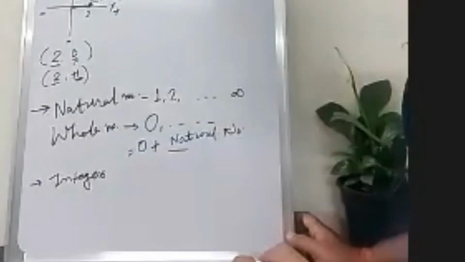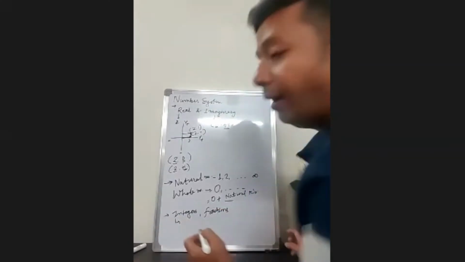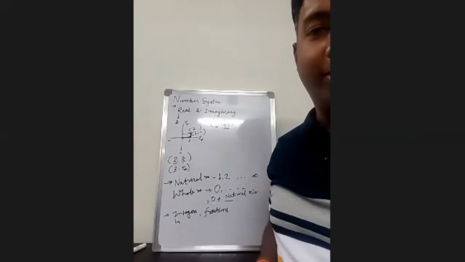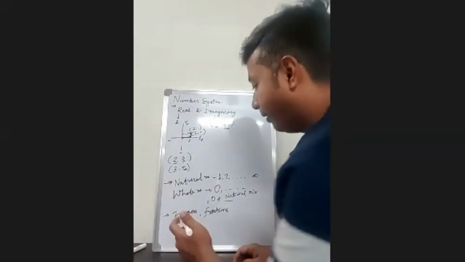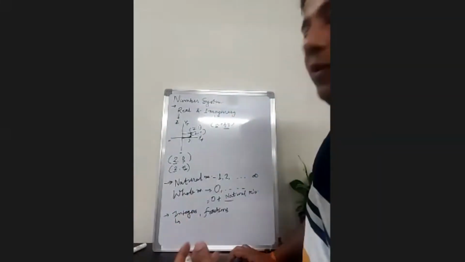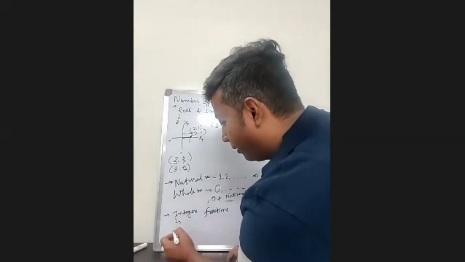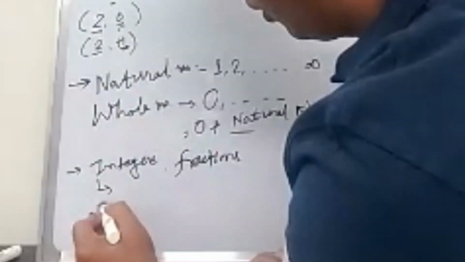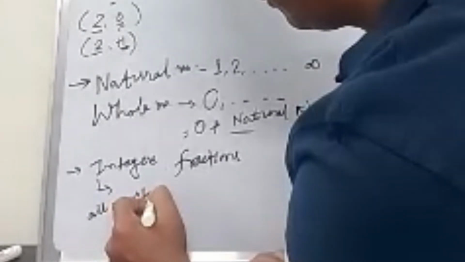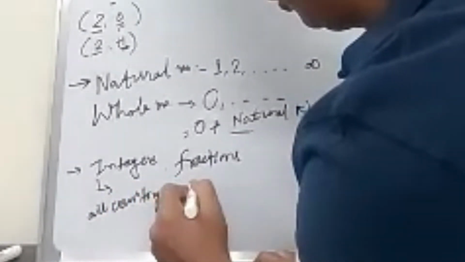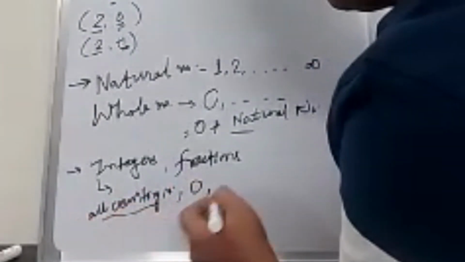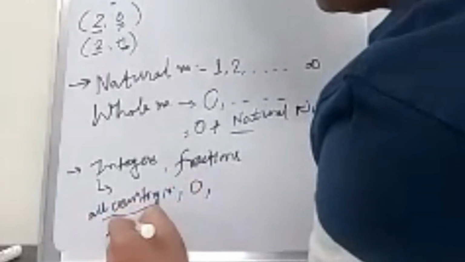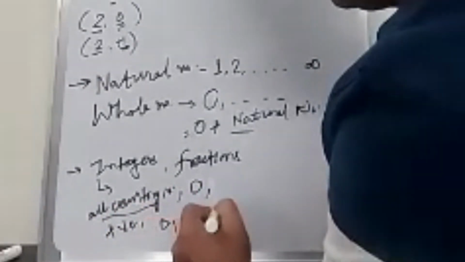Next is basically we have integers and fractions, right? So integers is basically again the same thing. We call all your counting numbers. So when I say integers, it is basically all your positive numbers, zero, and all your negative numbers. That makes integer, right?